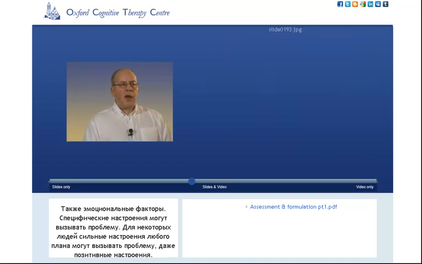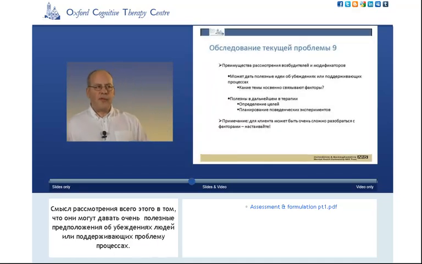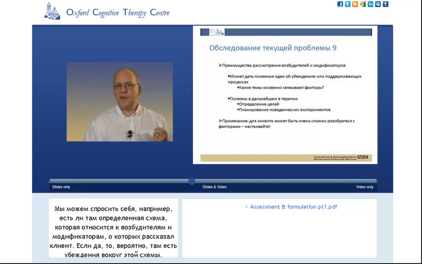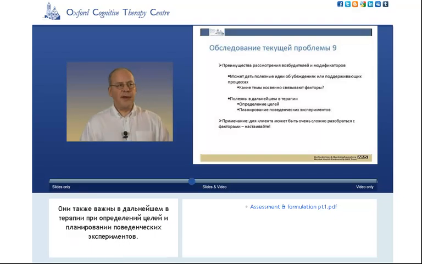The point of looking at all of these is that they may give us very useful clues about some of the beliefs or about some of the maintaining processes. So we can ask ourselves, for example, is there a general theme that seems to link the factors that the person is reporting as triggers or modifiers? If so, there may be a belief around that theme. They're also useful later in therapy in identifying targets for therapy and in planning behavioral experiments.